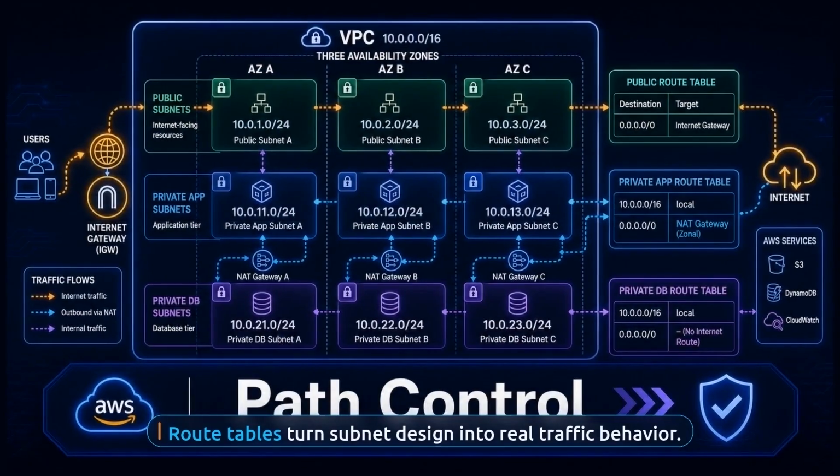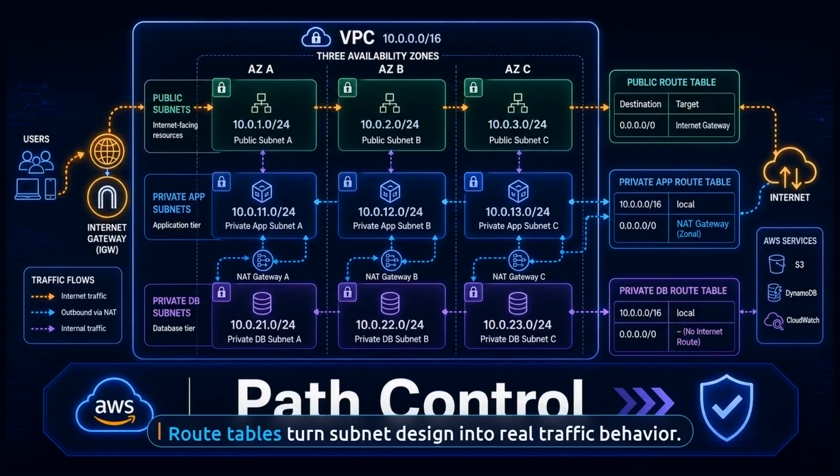Now we get to the part that makes the whole VPC actually behave: route tables. Route tables are critical because they are the rules that determine where subnet or gateway traffic is directed. That is not an optional detail. That is the path control system of the VPC.